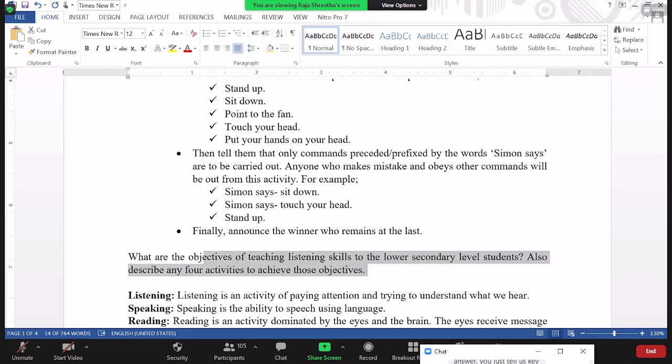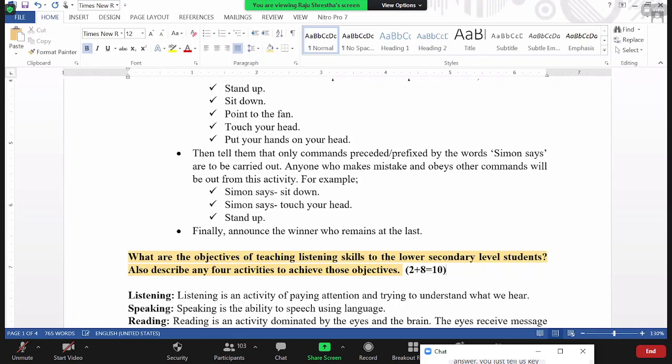What are the objectives of teaching? Why do you teach listening to your students? Why do you teach? And you mention what the objectives are. They will give 2 marks for 4 objectives, and then for 4 activities it will be 8 marks. It's equal to 10 marks. In this way, they can ask.